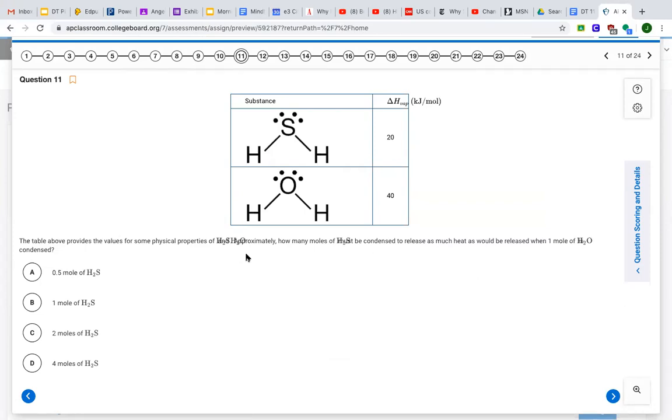So I'll write this on the board. Moles of H2S to provide as much energy as heat as would be released when 1 mole of H2O is condensed. Okay, so this is fun. All right, give this 90 seconds, okay? It's pretty straightforward. Hey Siri, set timer for 90 seconds. Okay. Your timer is set for 1 minute and 30 seconds.